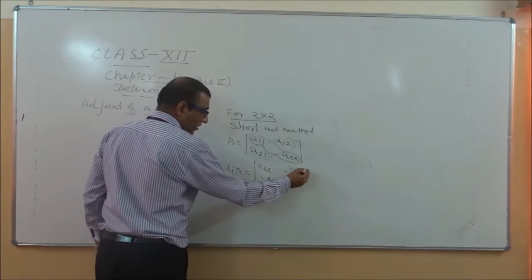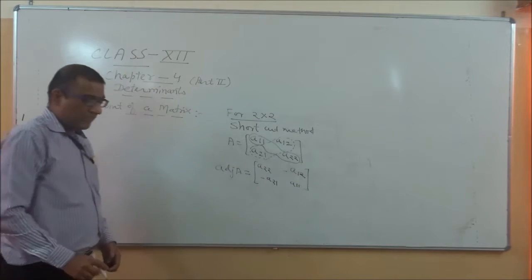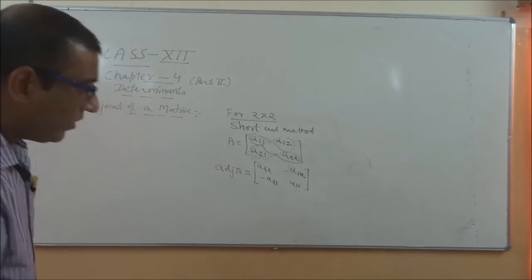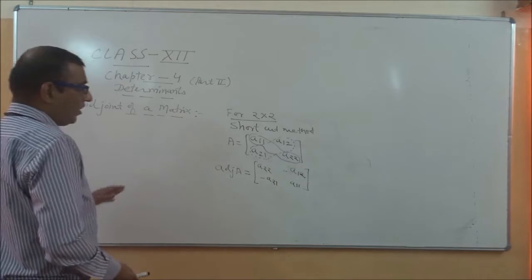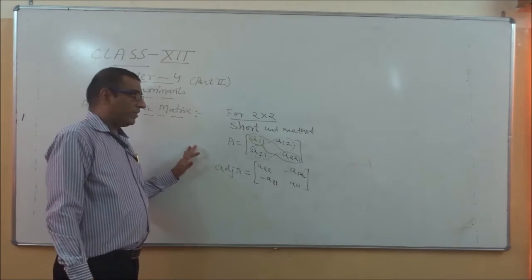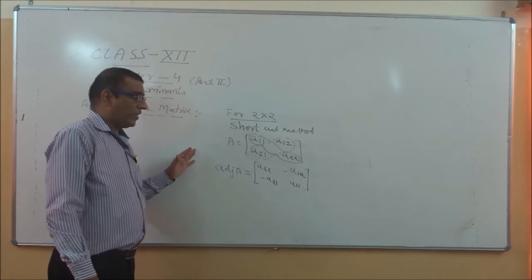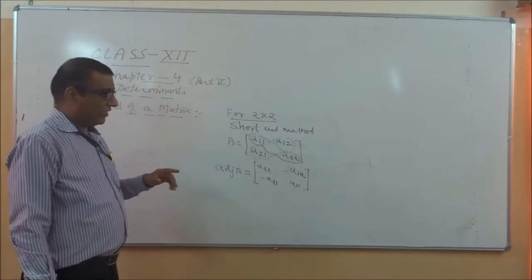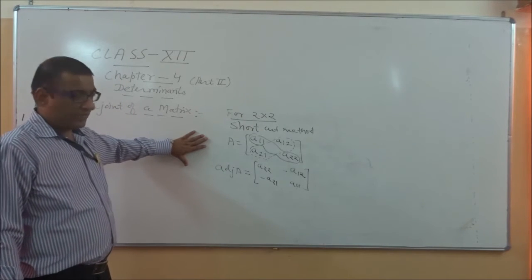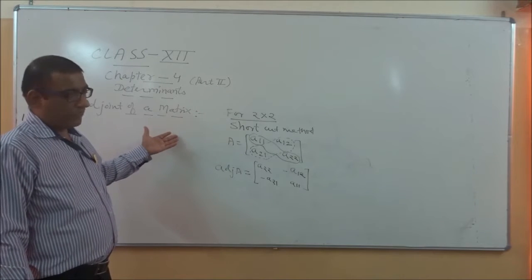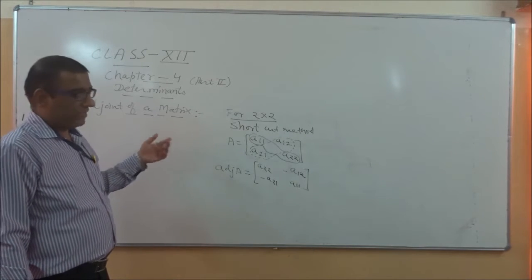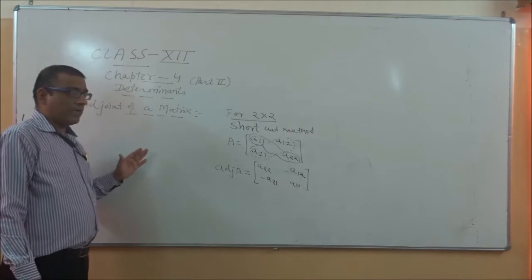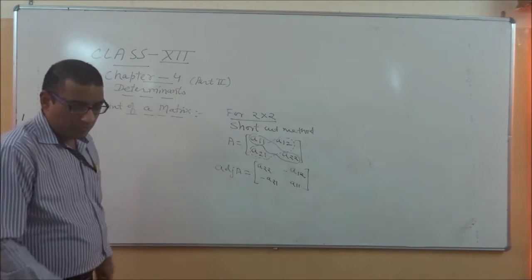So this is the shortcut method, but one condition is there. It is applicable only for 2 into 2. We will not apply this shortcut method for 3 into 3. It means we can solve a question related to 2 into 2 by two methods, either by the shortcut method or as per the previous one as for 3 into 3. But there is only one method for finding the adjoint of a square matrix related to 3 into 3.